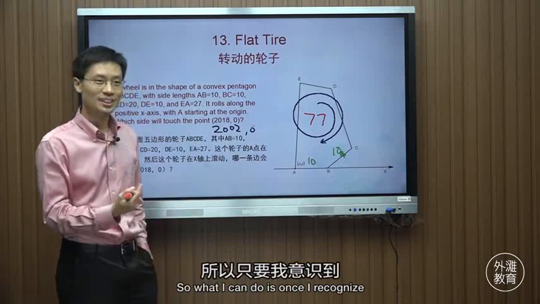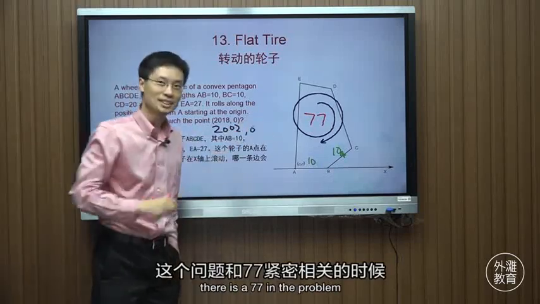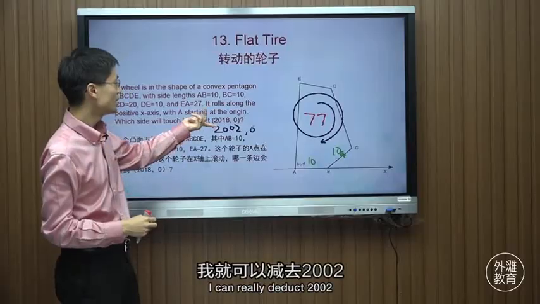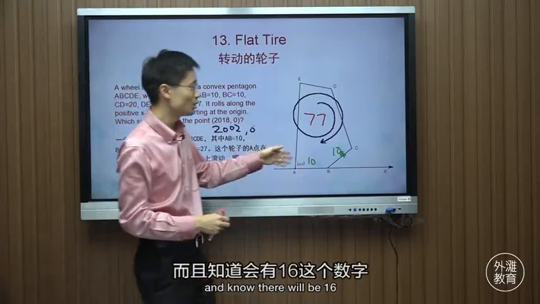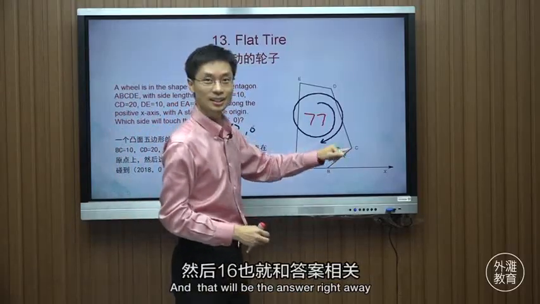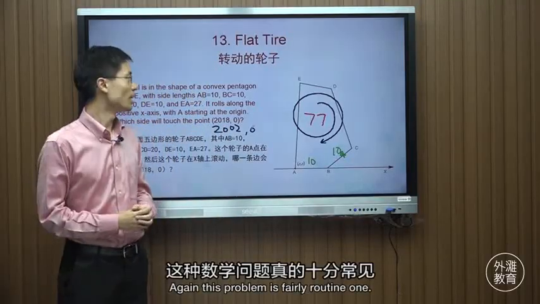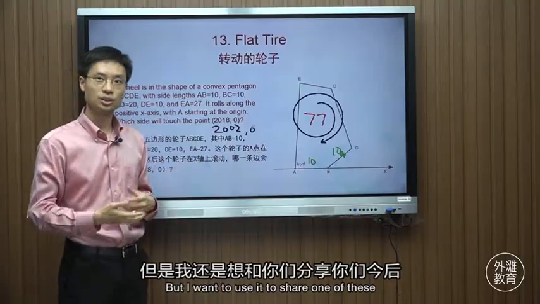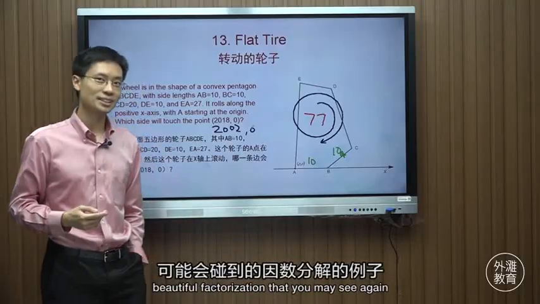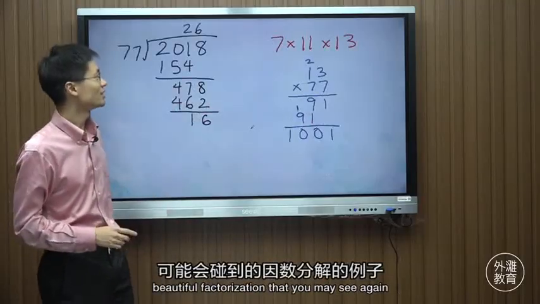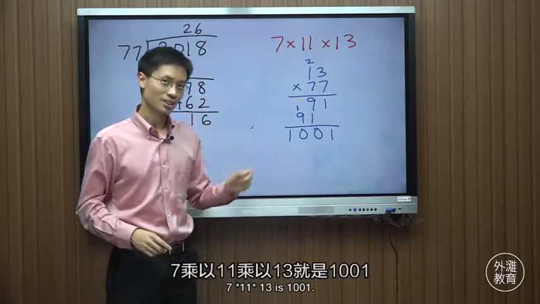So what I can do is once I recognize that there's a 77 in the problem, I can already deduct the 2002 and know that there will be 16. And so that lets me get the answer right away. Again, this problem is a fairly routine one, but I wanted to use it to share one of these beautiful factorizations that you may see again. 7, 11, 13 is 1001.